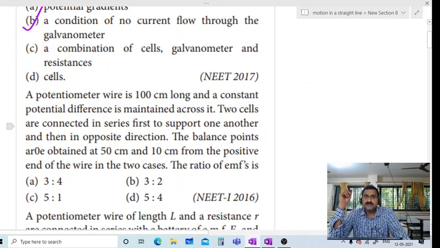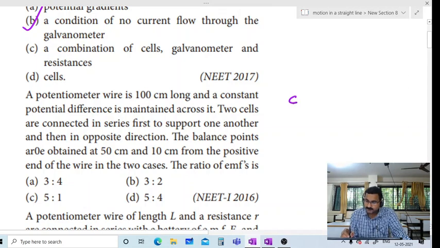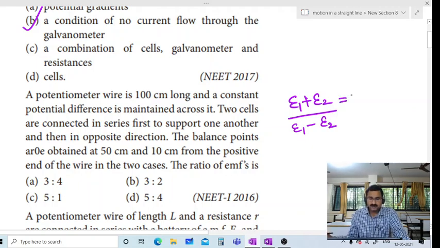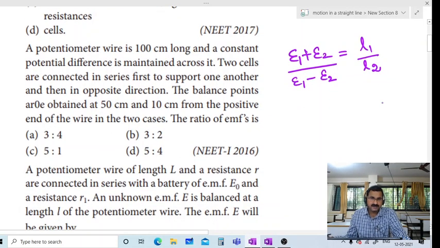Next, a potentiometer wire is 100 centimeter. That is the NEET 2017 question. A potentiometer wire is 100 centimeter long and a constant potential difference is maintained across it. Two cells are connected in series, first to support each other. Support each other, what is the meaning of that? Support means addition only, E1 plus E2. Second case, oppose means E1 minus E2, equal to L1 by L2 only in the formula. Support means addition, oppose means minus.